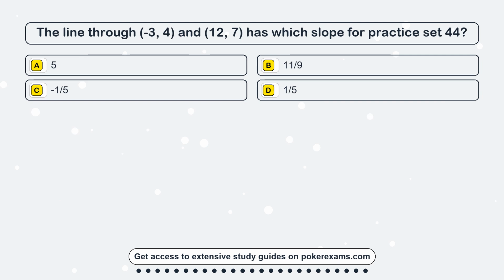Question 13. The line through minus 3, 4, and 12, 7, has which slope for practice set 44? Option A, 5. Option B, 11/9. Option C, minus 1/5. Option D, 1/5.